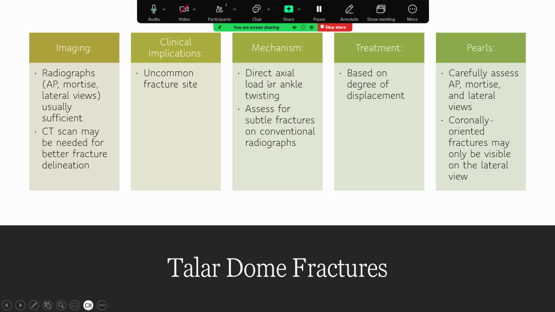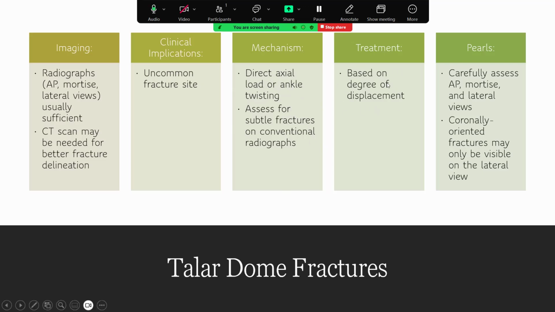So how does it fracture? So how do you get talar dome fractures? That is direct axial load, or ankle twisting. So those are quite easy to understand. Direct axial load would normally come inferiorly, so from the heel up, if there's a mechanism of injury that way, or severe twist of the ankle, although ankle twisting will normally result in other fractures as well. So you have to assess for it quite a bit.